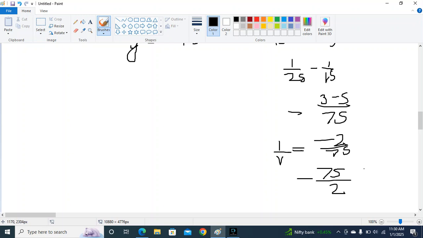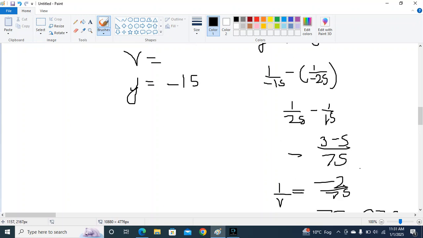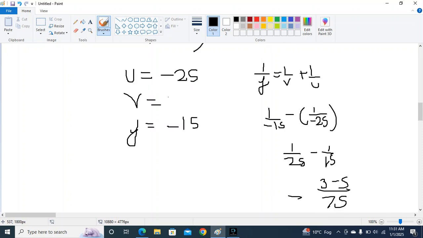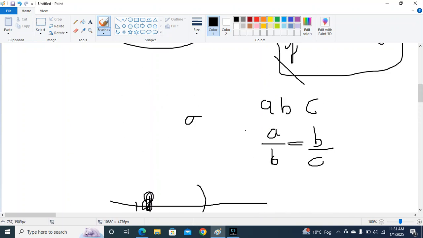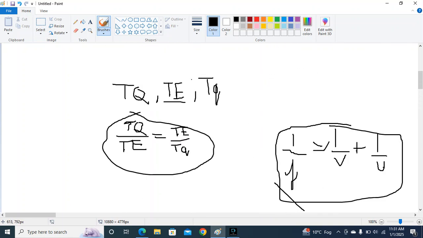If I convert this into a proper number, non-decimal, then it is 37.5. So we have V as minus 37.5, which is also negative. Now we have all of V, U and F. Now I have to check what this formula is saying.